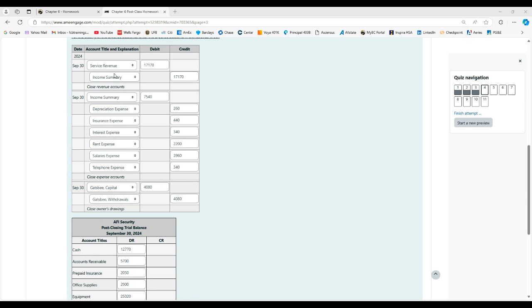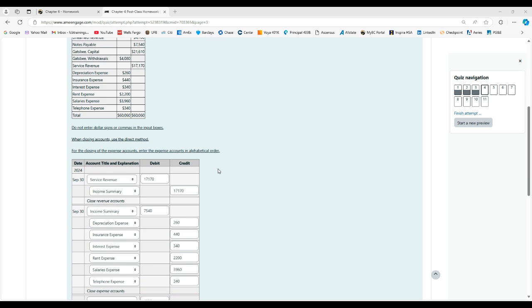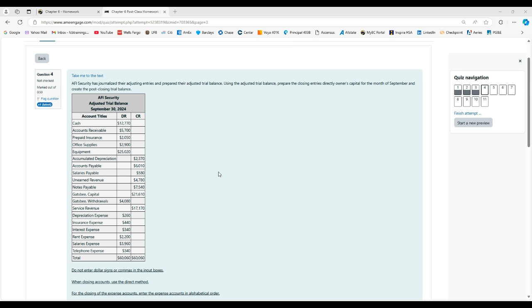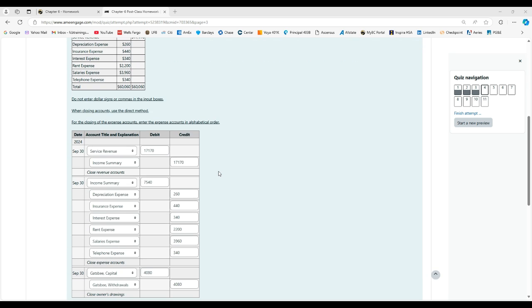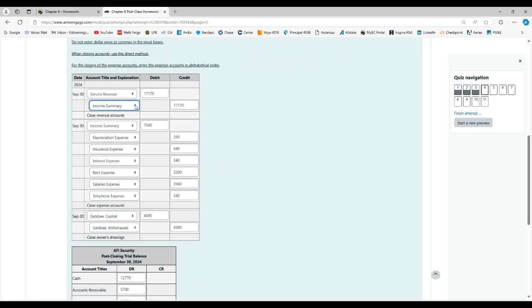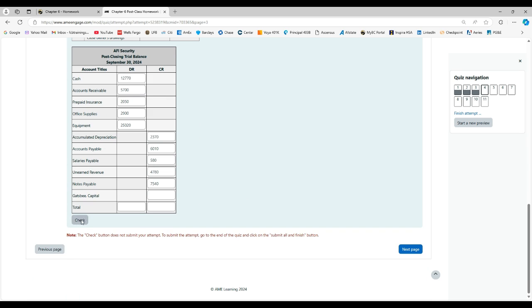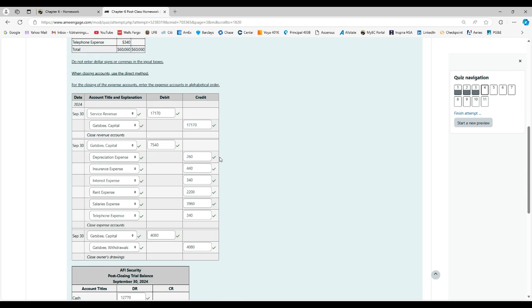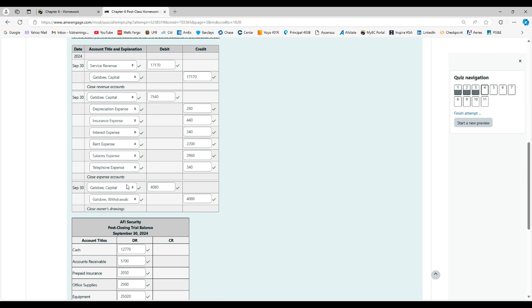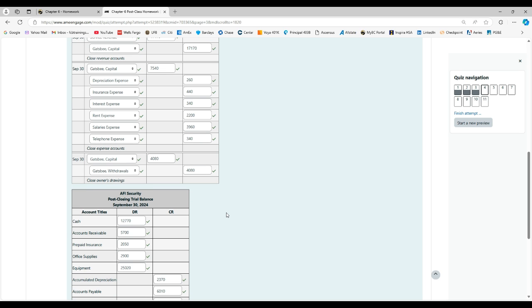Our total adjustments. Oh, you know what's funny on this? Are we using the direct method here? Oh, I'm a goober. Okay, sorry. This is the direct method version. So we're not going to use the income summary. We're just going directly to capital, which basically has the same effect with one less journal entry. You don't have to have that extra entry to close the income summary into capital. It just goes directly into capital this way.